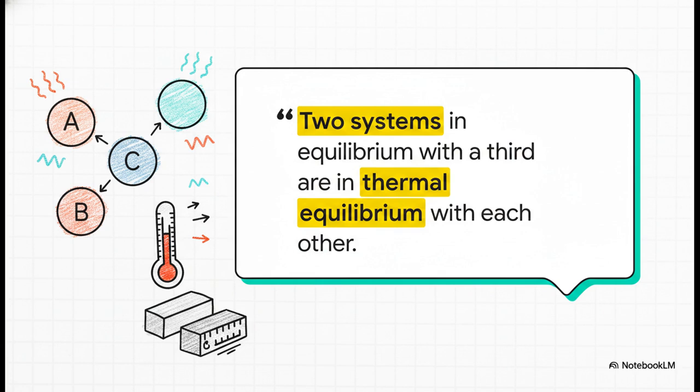Now, I know what you're thinking. That sounds like basic logic, right? If A equals C and B equals C, well then A obviously equals B. But in the world of physics, this is actually profound. It is the absolute bedrock foundation that proves temperature exists as a universal, measurable property. Without the zeroth law, we literally couldn't build thermometers or standardized temperature scales.